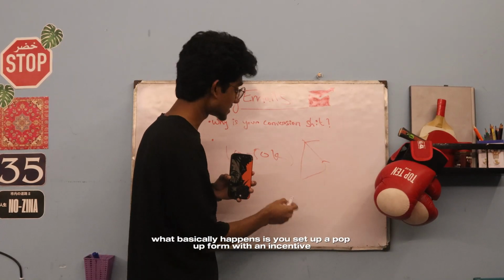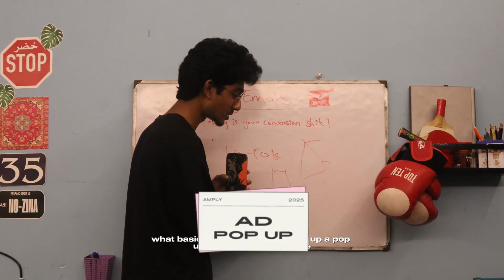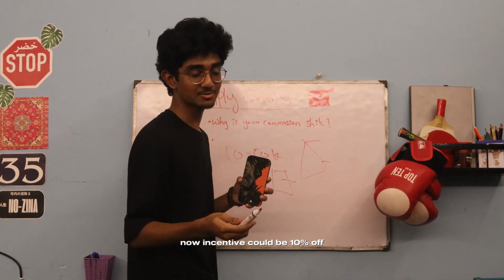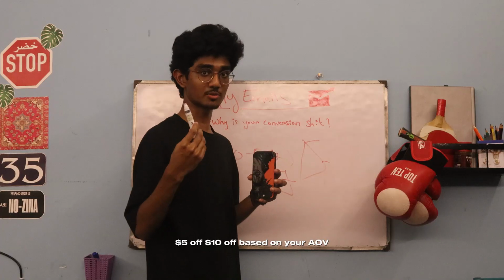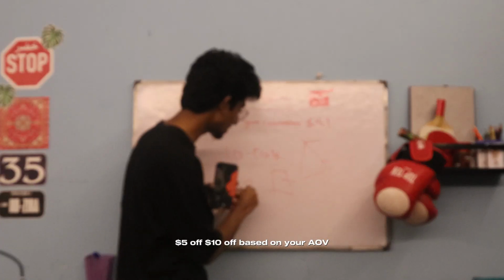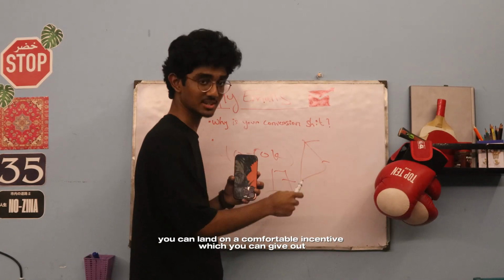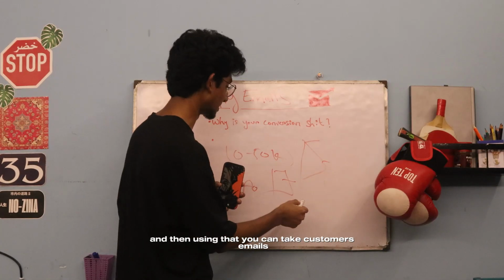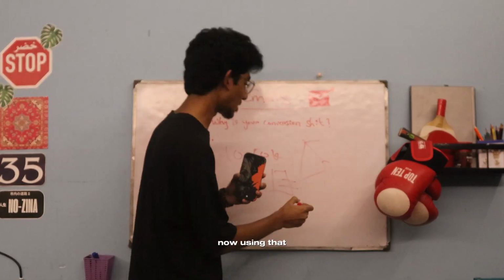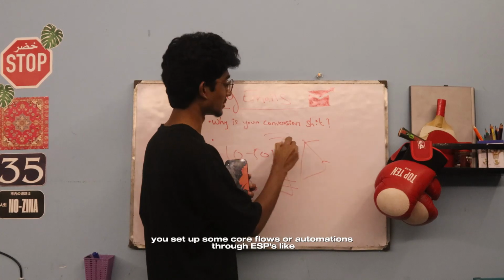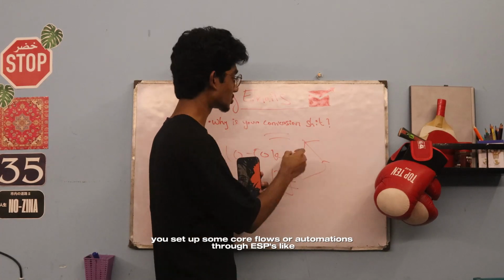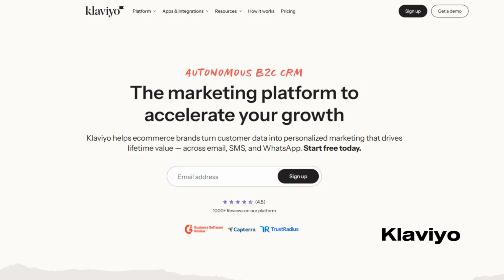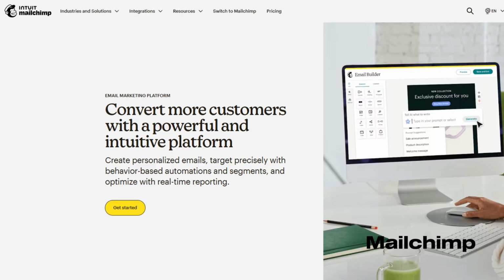What basically happens is you set up a pop-up form with an incentive. Now, the incentive could be 10% off, $5 off, $10 off. Based on your AOV, you can land on a comfortable incentive which you can give out, and then using that, you can take customers' emails. Now, using that, you set up some core flows or automations through ESPs like Klaviyo, Omnisend, MailChimp, whatever you prefer.